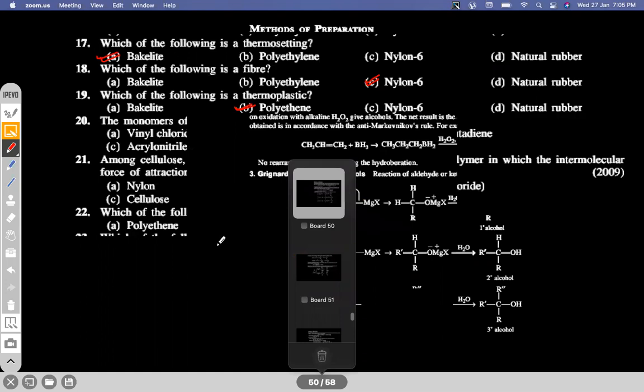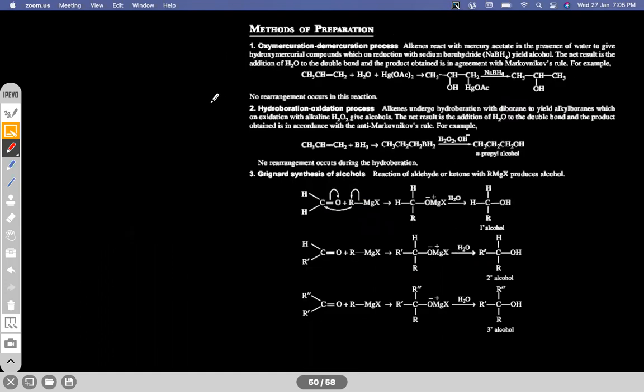This is again, method of preparation, alcohol. So obviously we don't have much time, so we'll continue with this. And in the next class we'll continue with alcohol, phenol, ether, plus amines also will finish.